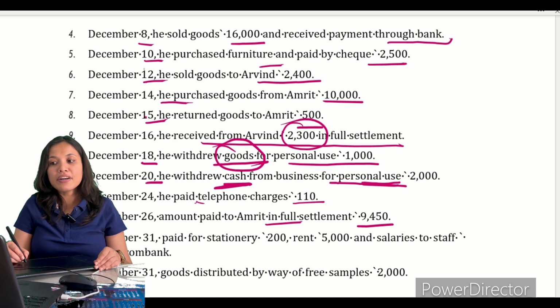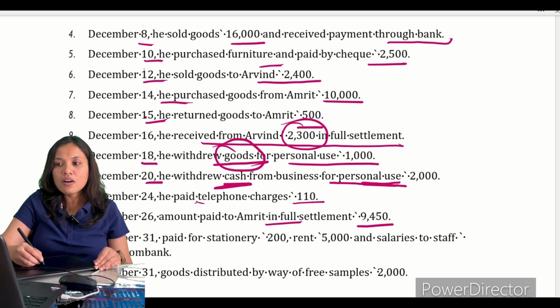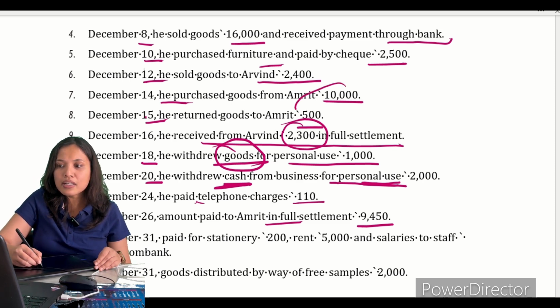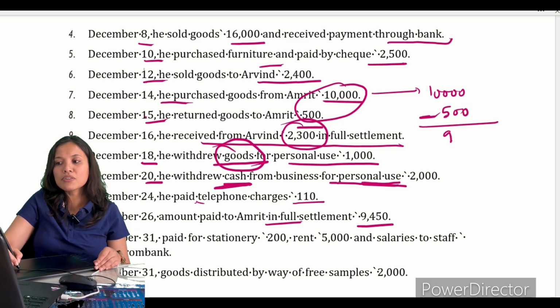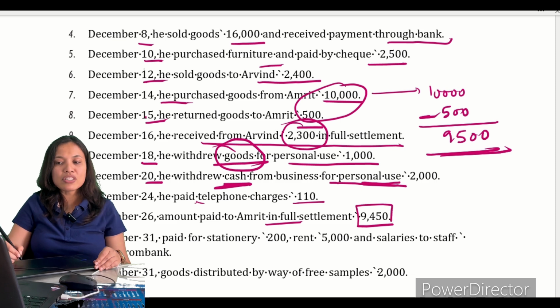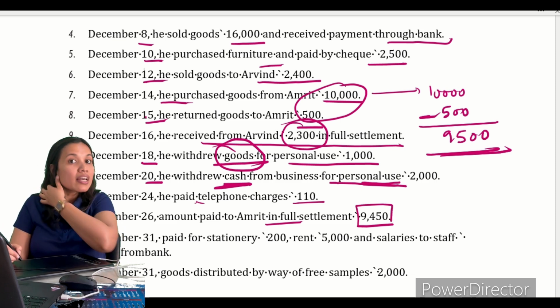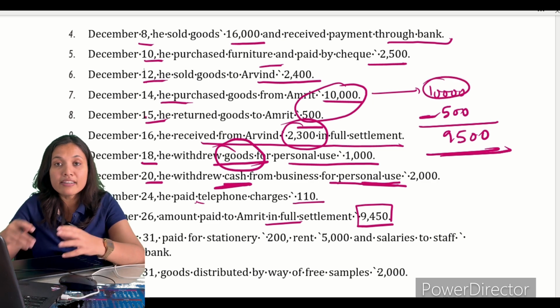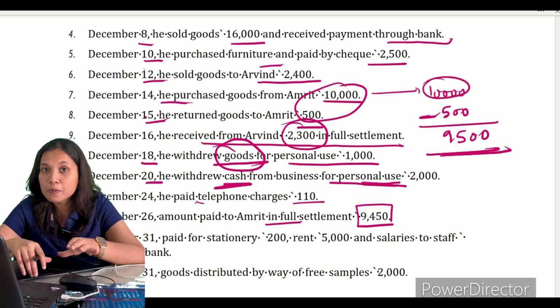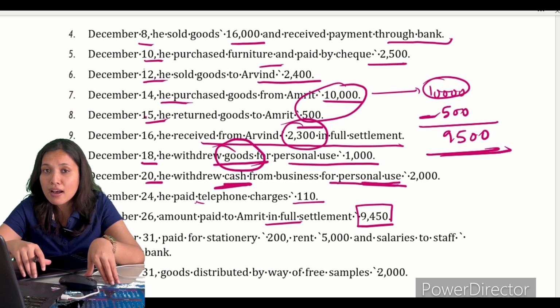Now find out where we have Amrit's account. What I can see is these are the two transactions where I find Amrit. That is purchase of goods worth 10,000 and a purchase return of 500. So total amount to be paid to Amrit is 9,500. We are paying how much? 9450. Okay, so you have to be very careful. You should not focus on only one entry. Try to find if there is a return also. Many times I have seen students making this mistake in my class.